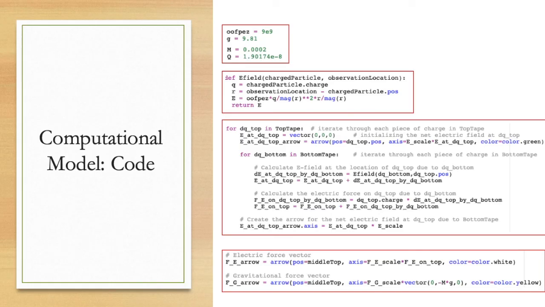So here's the code for the computational model I created in GlowScript. I defined key constants and quantities at the beginning, including gravity, the k constant, and the mass of the tape. I also wrote a function to calculate the vector electric field on each chunk dq of the top tape exerted by each chunk dq of the bottom tape. I then was able to use this function in a for loop to calculate the net E field on each dq chunk in the top tape by summing the vector E fields at its location created by the dq chunks of the bottom tape. For each dq chunk in the top tape, I calculated the electric force by multiplying its charge dq by the net electric field dE at its location.